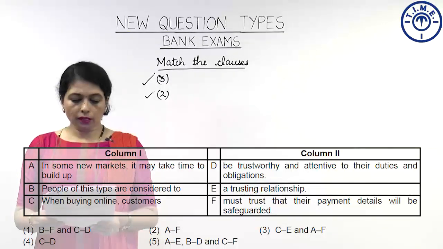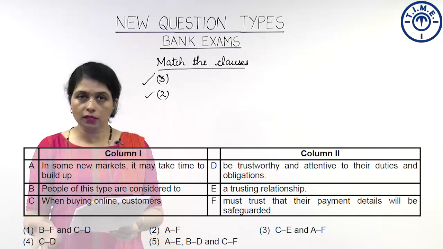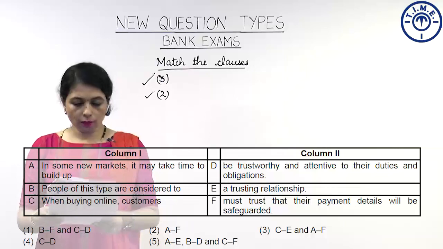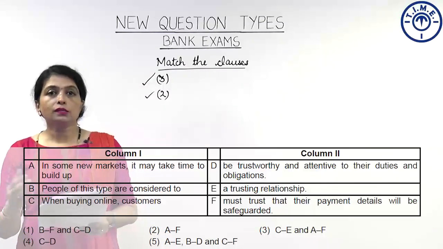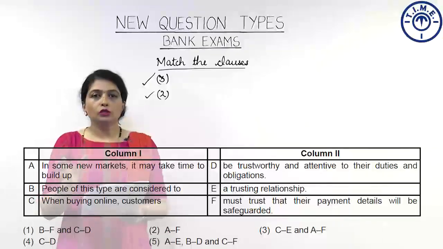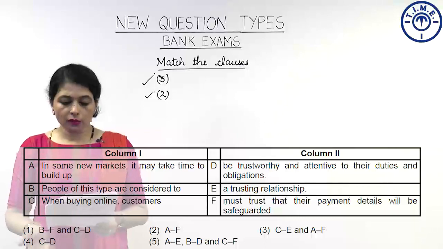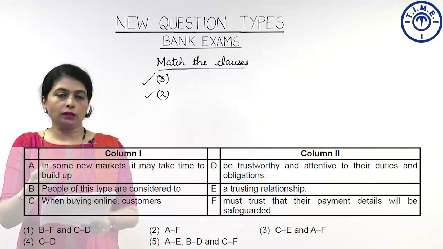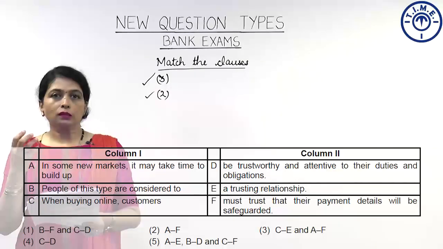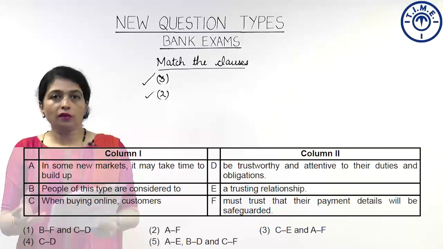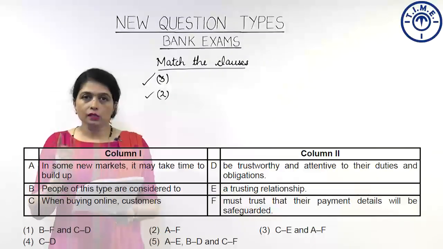In some new markets, it may take time to build up. Be trustworthy is not correct, because in some new markets it may take time to build up something. And what is that something? Something should be either a noun or a noun phrase, and be trustworthy and attentive are a combination of adjectives which do not connect with this, and if connected the sentence goes awry. So A with D is not correct.